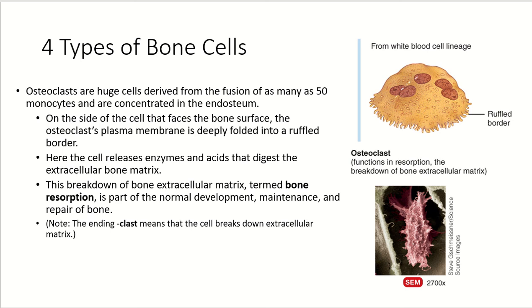So this is going to cause the breakdown of bone extracellular matrix, and this whole process is called bone resorption. And this is part of the normal development, maintenance, and repair of bone. Perfectly normal. So just remembering, anything ending in osteoclast means that the cell is going to break down extracellular matrix.